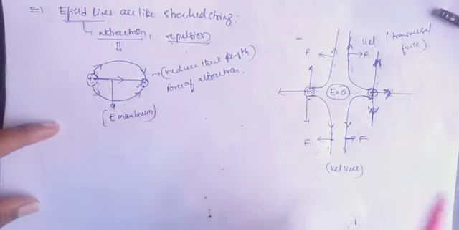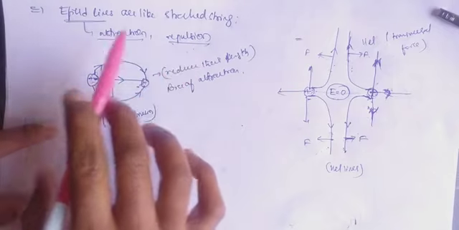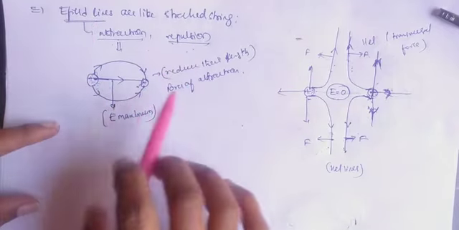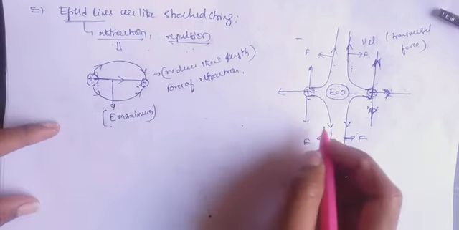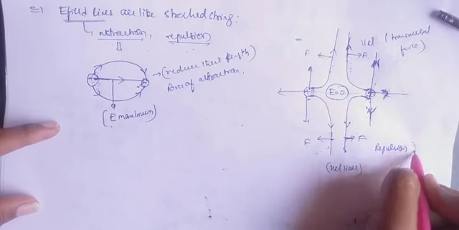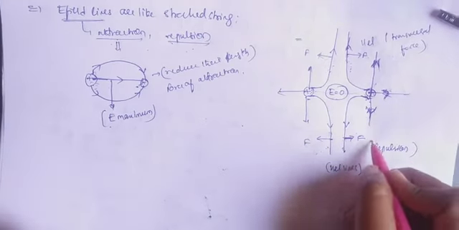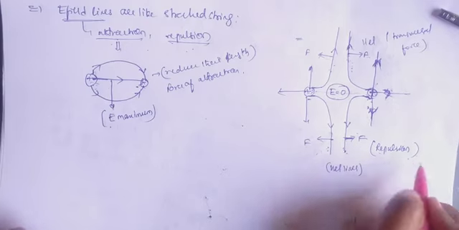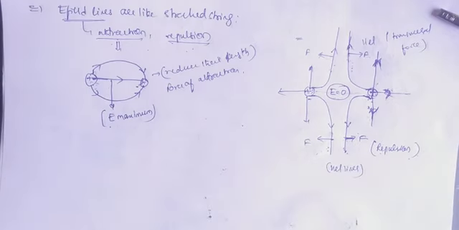So this is about attraction and repulsion, which is given by the electric field lines. This is the representation of the electric field lines for attraction, and this is for repulsion. Here those two lines are parallel, which means they are repulsive. Now, the electric field is real, while the electric field line is imaginary.